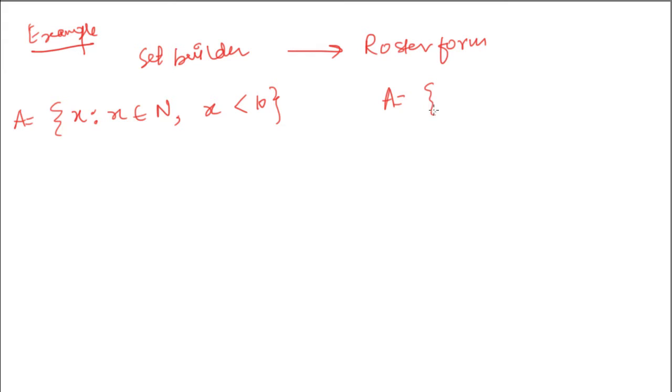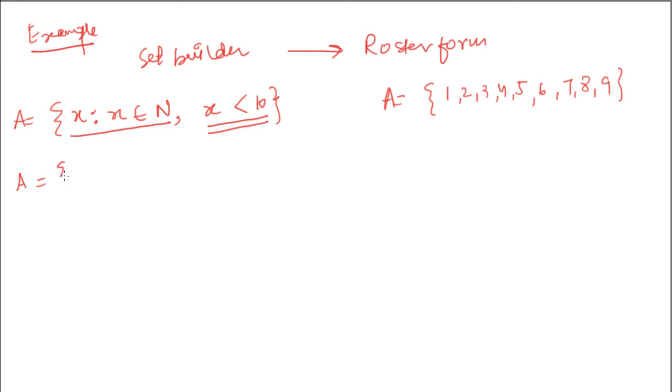Now x is the element, x is a natural number. If we have only these two conditions, this set becomes infinite because there are infinite natural numbers. But because of this condition, our set becomes finite. There are infinite natural numbers, but in this set only natural numbers less than 10 are included. So this is 1, 2, 3, 4, 5, 6, 7, 8 and 9. Okay, let's go for another example.